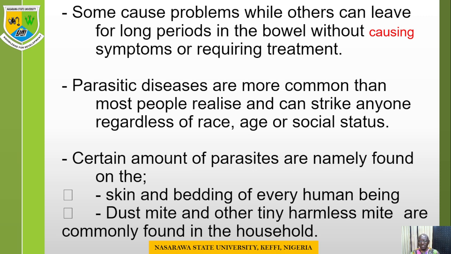But in any case, parasitic diseases are more common than most people realize and can strike anyone regardless of race, age, or social status. Let's look at it again. It is more common than most people realize and can strike anyone regardless of race. Whether you are black or white, red, Caucasian, or whatever color, it doesn't matter. Whatever range of age you belong to, the parasitic disease doesn't care. What about your social status? You could be rich, you could be poor. It doesn't matter. It can strike you.